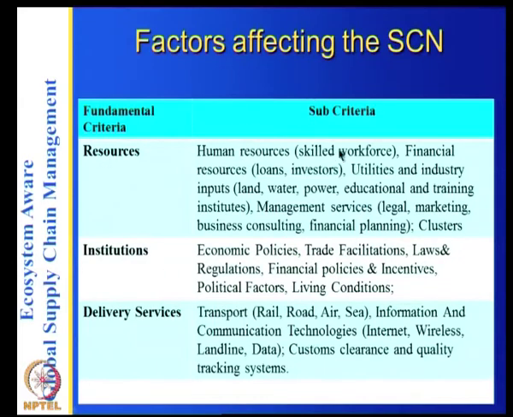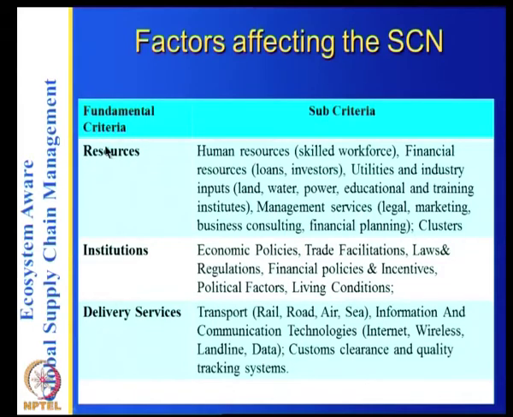And the sub-criteria within the fundamental criteria are human resources, financial resources, utilities, management resources, and clusters. Now, if you are assigning scores to each of them, supposing you have a place A, and in that place you give scores to all of these, and then you can get the resources score for A. And if you take a place B, then the scores could be different. It may not have the power, it may not have the universities, it may not have the human resources that are English speaking or whatever.